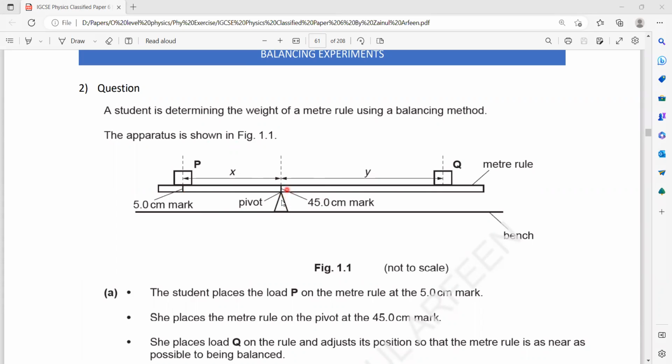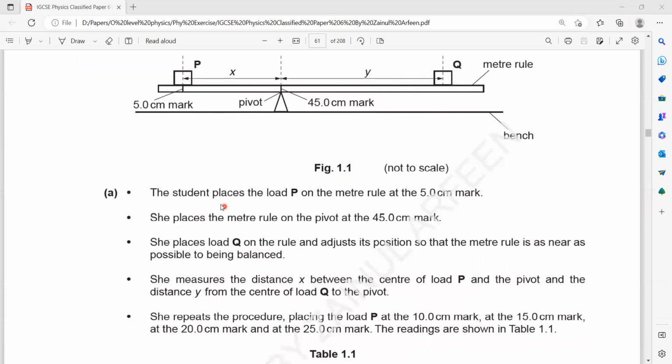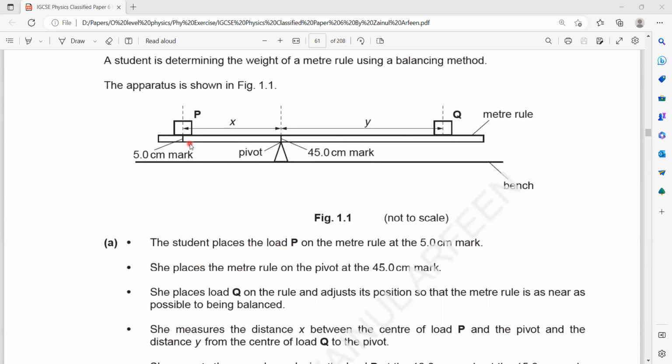A meter rule is pivoted at the 45 centimeter mark. A load is placed at P, and another load Q is placed at a distance Y. The student places a load P on the meter rule at the 5 centimeter mark. She places the meter rule on the pivot at the 45 centimeter mark. She places a load Q on the rule and adjusts the position so that the meter rule is near the balancing position, like it's almost balanced.